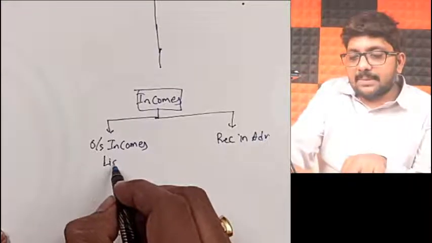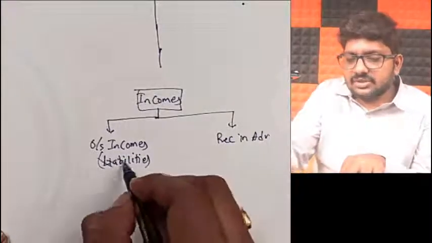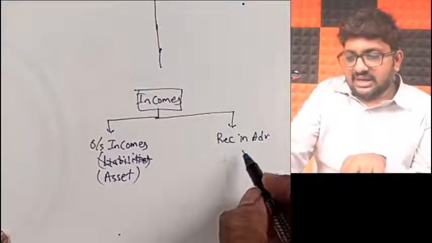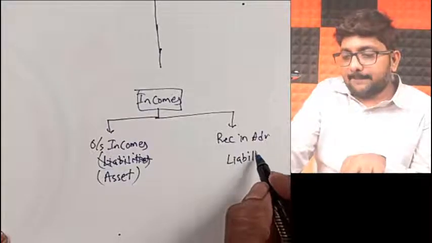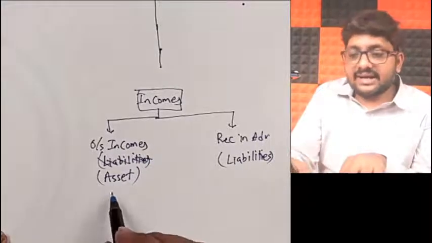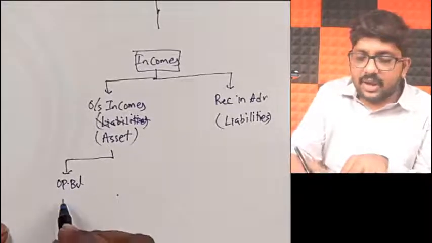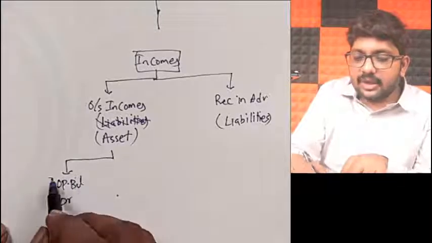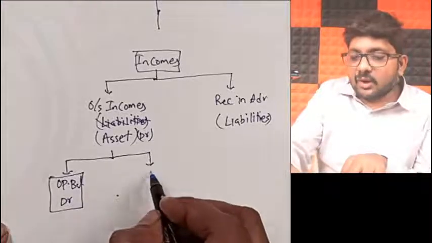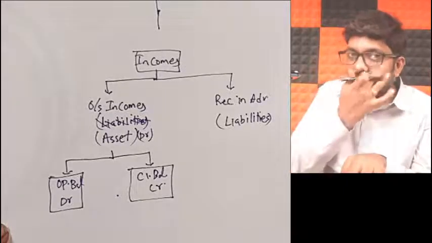Now, outstanding incomes is a part of what? Sorry, outstanding incomes are receivables. Outstanding incomes is a part of assets. Similarly, received in advance is a part of liabilities. What does it mean? Since assets come under the debit category, the opening balance should be on the debit side, and the closing balance should be on the credit side, the opposite side. Able to follow?